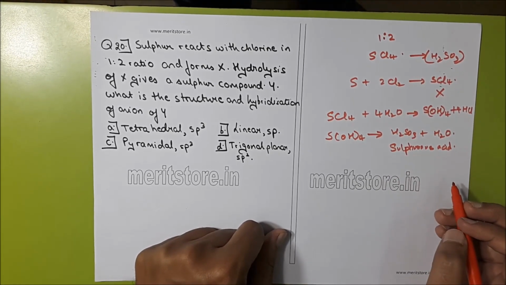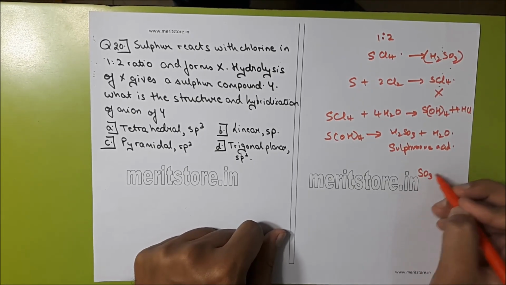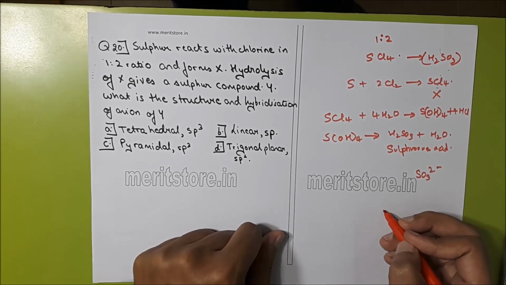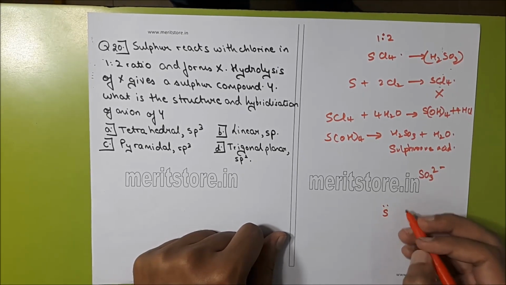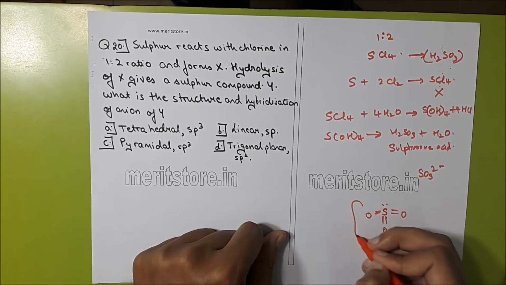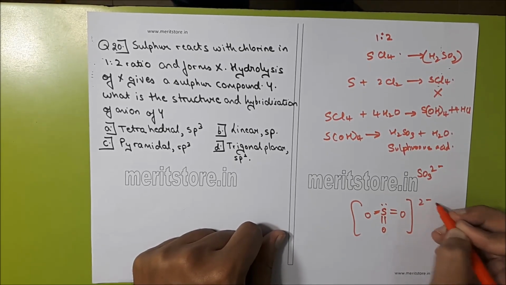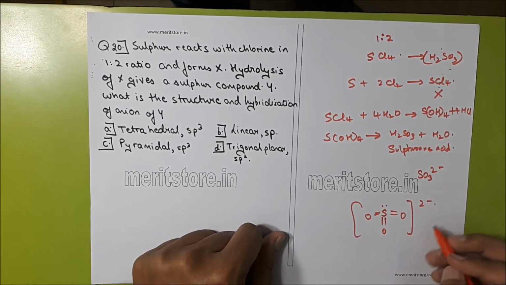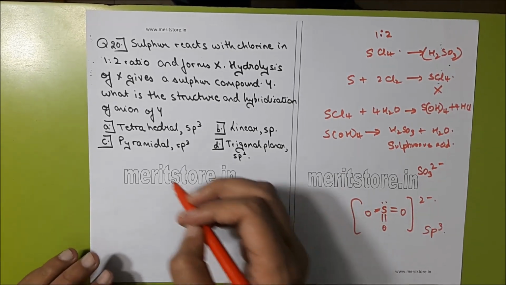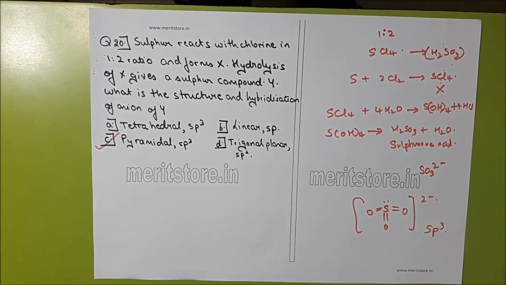It is an anion of SO3 2 minus. The structure of the sulfite anion is S double bond O, with O minus 2. So it will have a pyramidal structure with sp3 hybridization. So option C is the correct option.